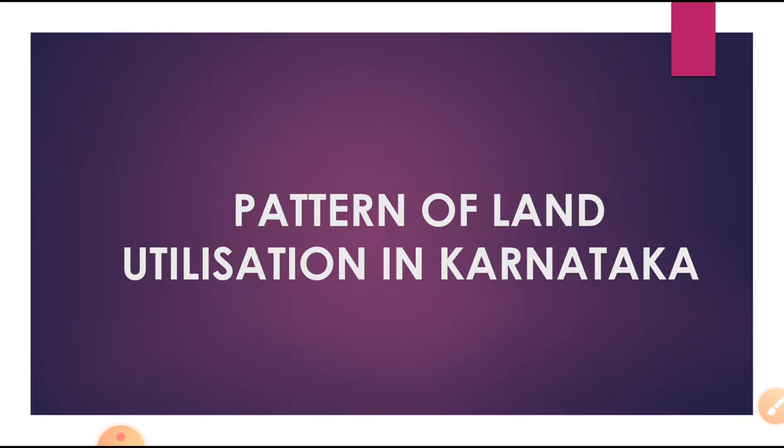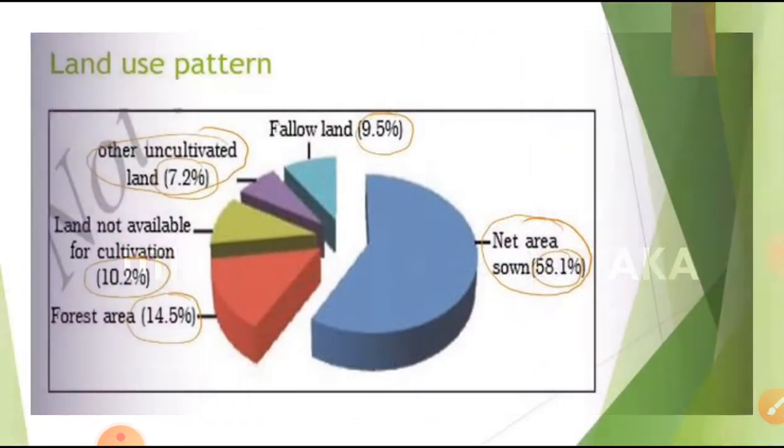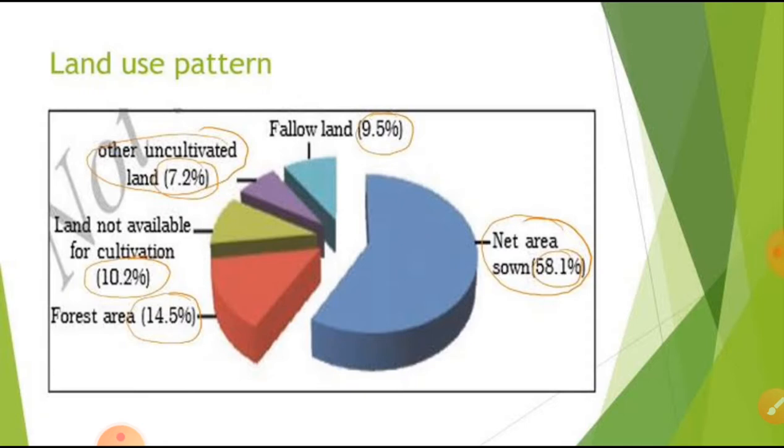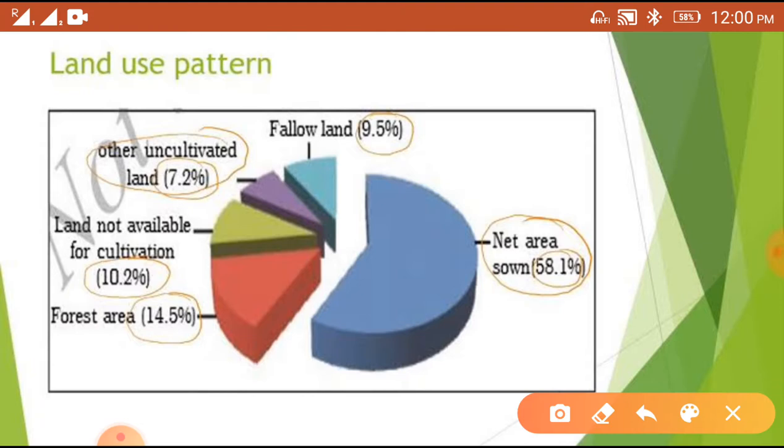Now let us go to the first important topic in this lesson, pattern of land utilization in Karnataka. Before going to explain, let us see this diagram. If you observe this diagram, you can find out types of land and its percentage in our state. First one is net area. Karnataka has the maximum, 58.1 percentage out of 100, net area in our state. What is net area? Land used for agricultural purpose is called net area. So 58.1 percentage net area can be seen in our state.